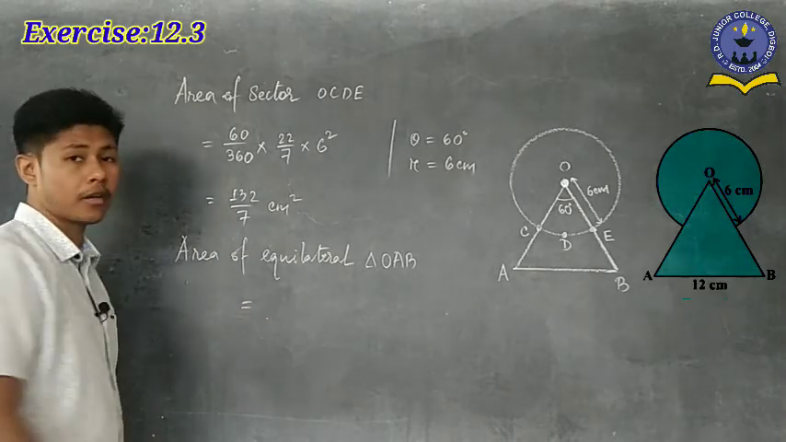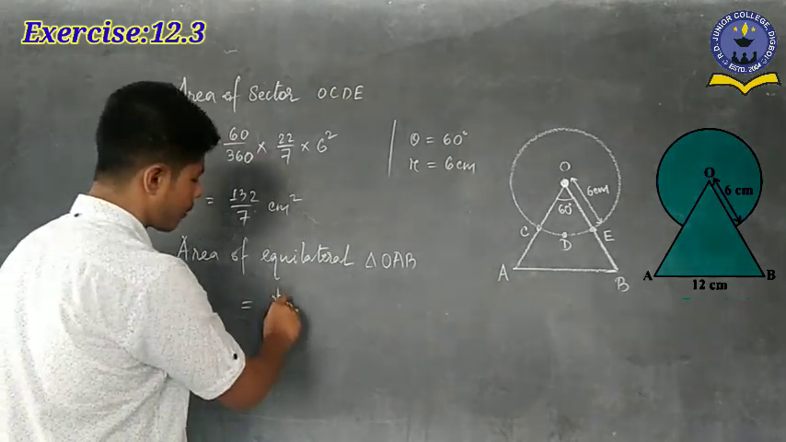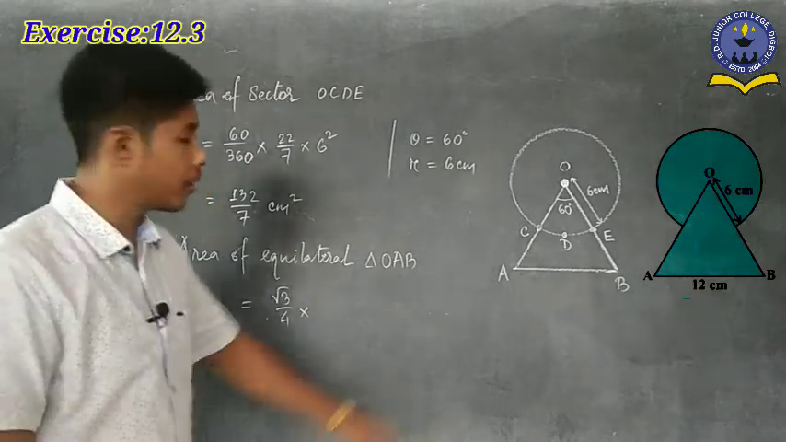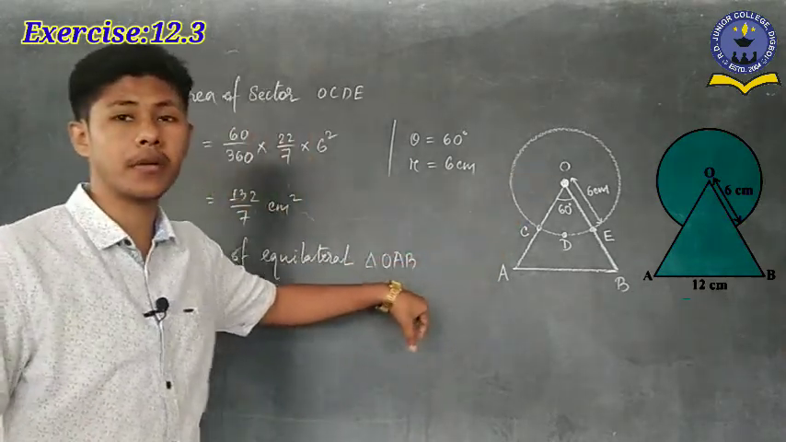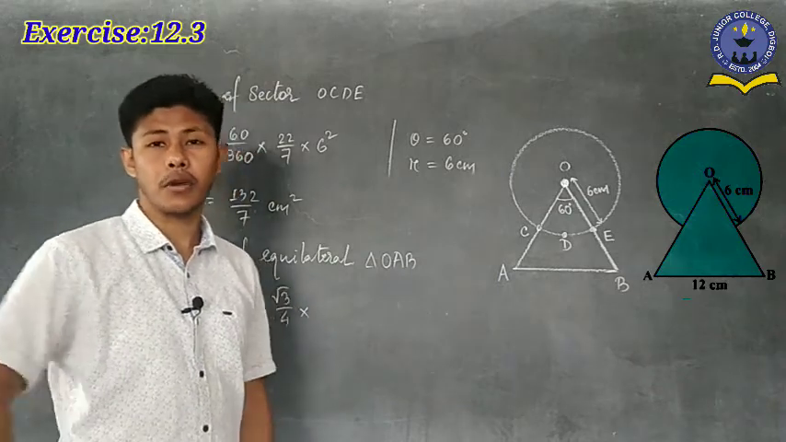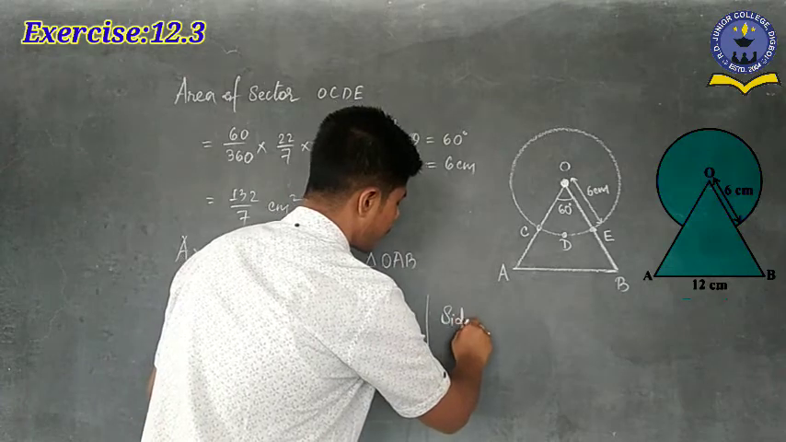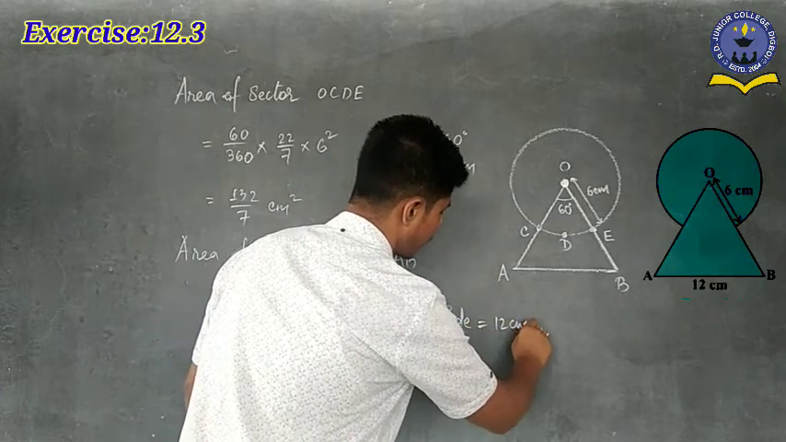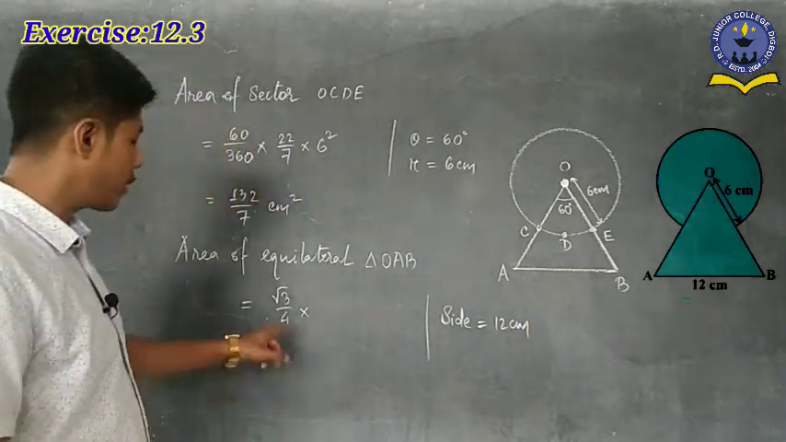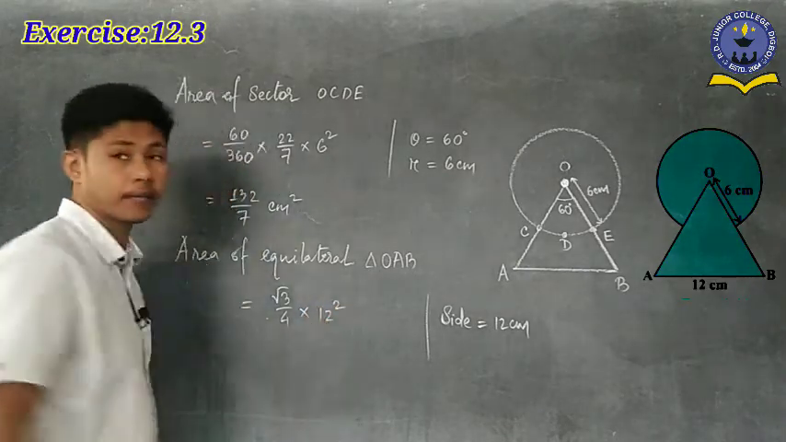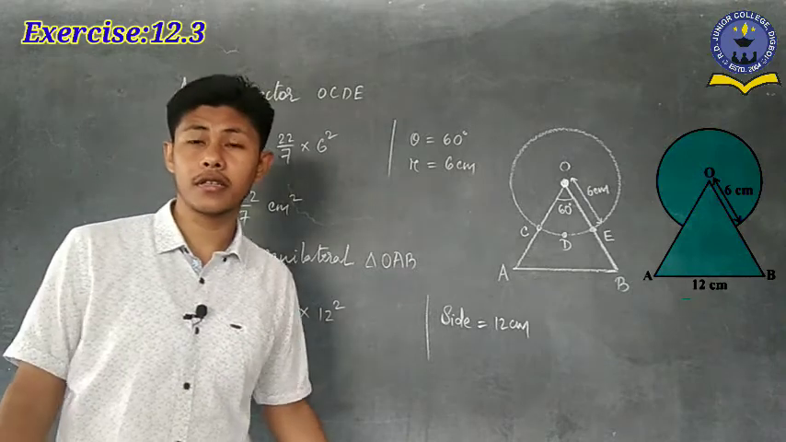So the formula is what? Root 3 by 4 into side square. Here the side is already mentioned. How much is the side according to our question? 12 centimeter. So the side is given here: side equal to 12 centimeter. If the side is 12 centimeter, what do you have to write? Side square, that means 12 square. Is it clear?